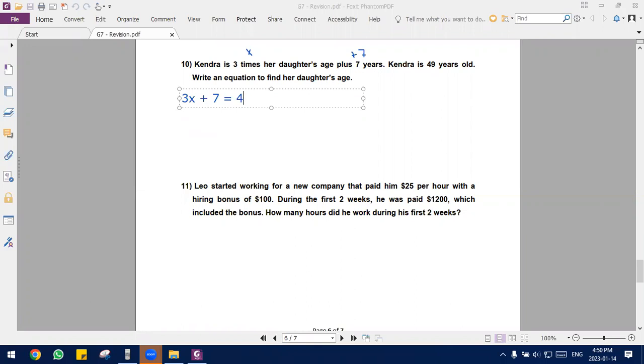Easy. We just take 7 to the other side. So 3x is equal to 49 minus 7. 3x is equal to 42. So we divide by 3, x is equal to 14 years. So now she is 49 and her daughter is 14 years old.